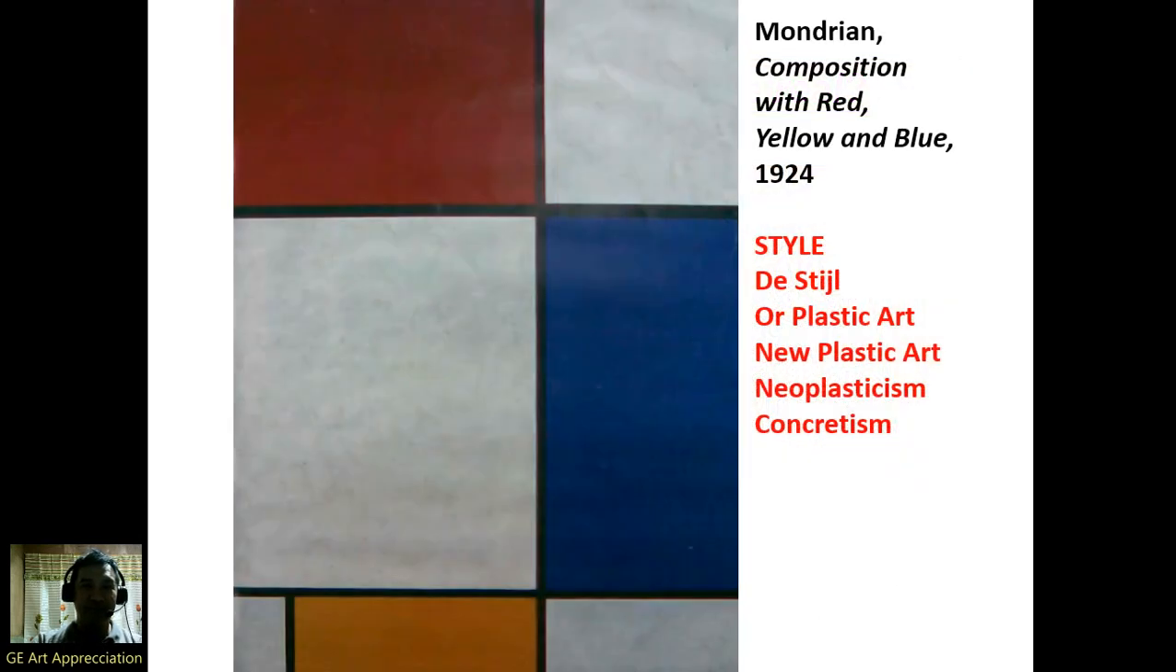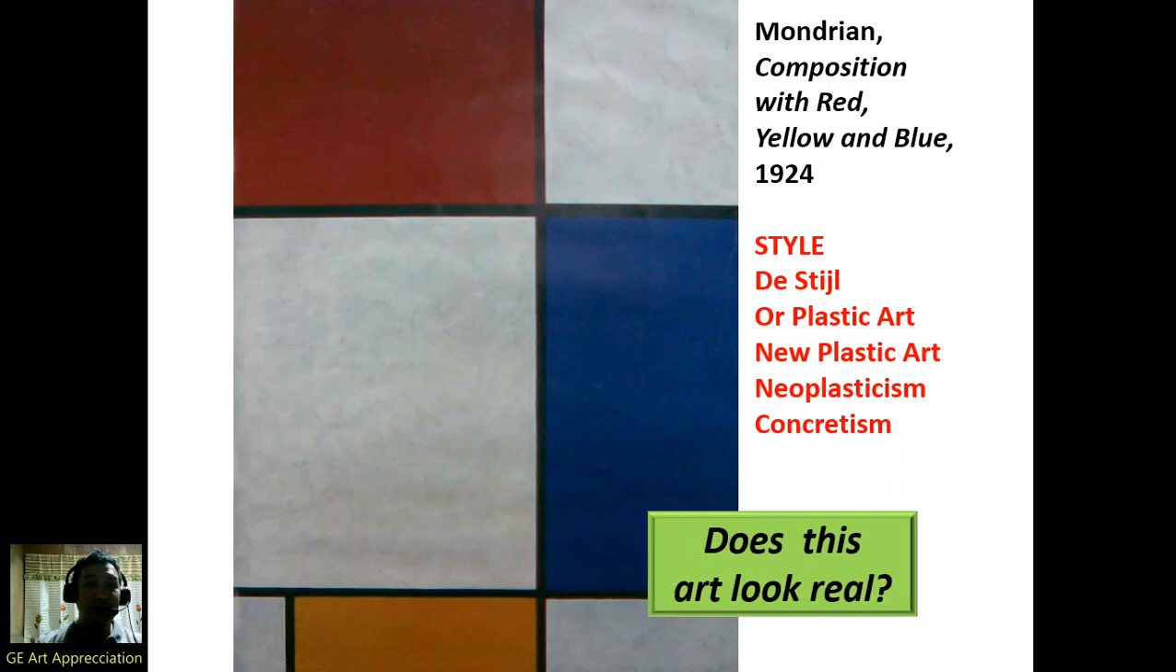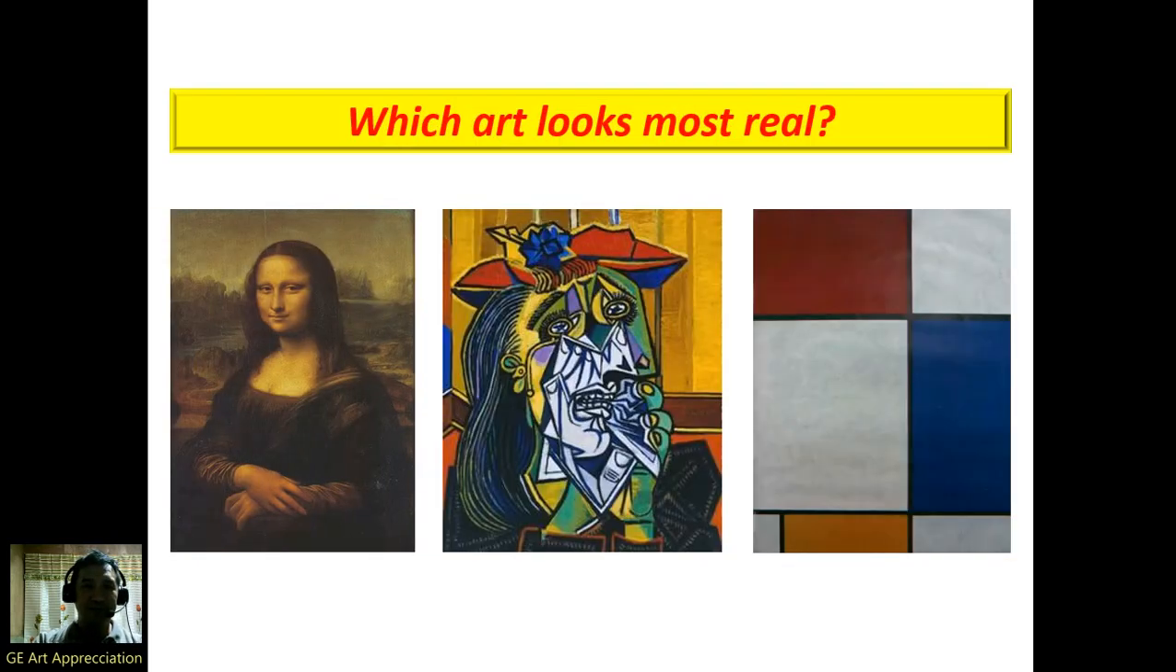Let's take a look at the painting of Mondrian, the Composition with Red, Yellow, and Blue. The question still is, does this art look real? On the painting of Mondrian, you see the colors red, yellow, and blue. So which art looks most real of the three? Is it the Mona Lisa, the Weeping Woman, or the composition of red, yellow, and blue?